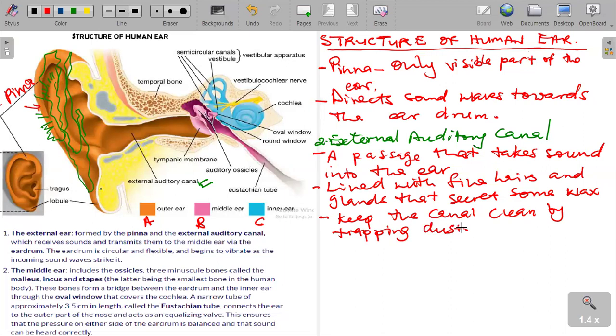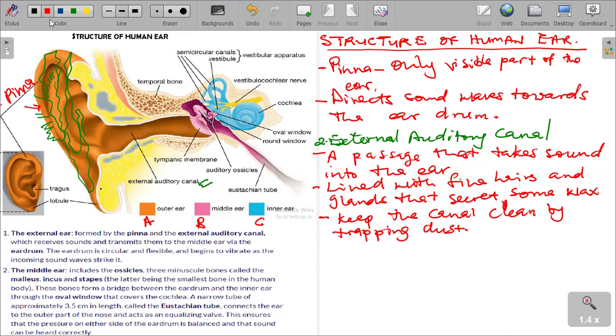So dust and any other possible particles that might accidentally enter the ear are prevented from entering through the wax and also the hairs that are inside the ear. They help to avoid foreign objects and particles from entering inside the ear.